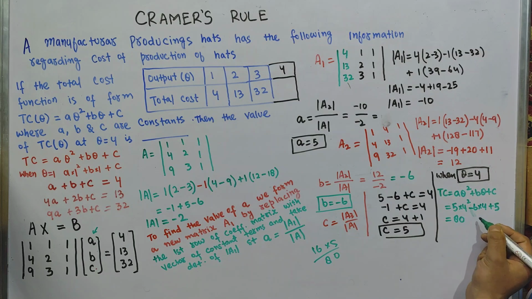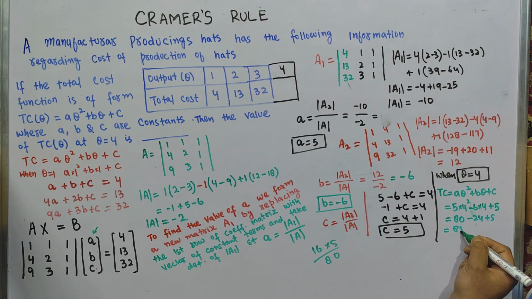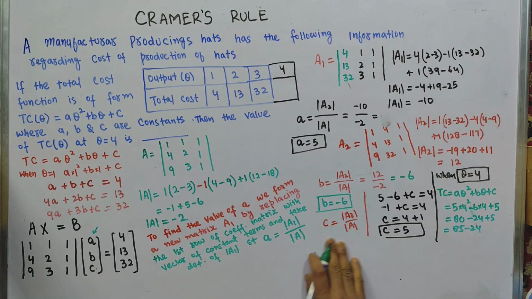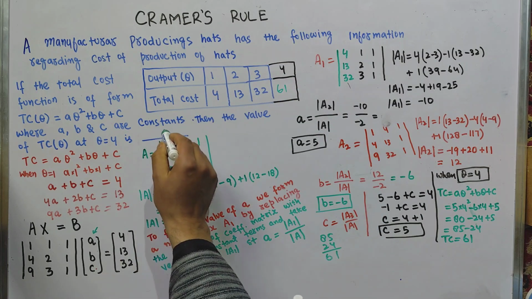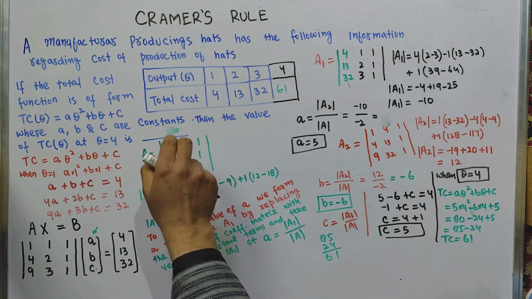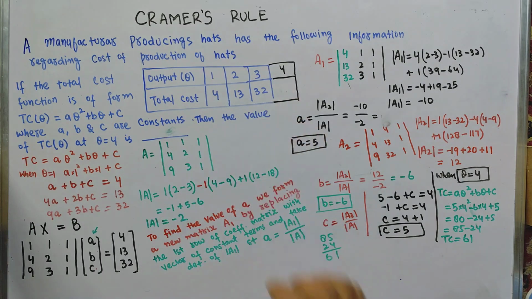So we have 80 minus 24 plus 5, so this is 85 minus 24. What is 85 minus 24? It is 61. So the total cost of producing 4 units will be equal to 61. So here it should be 61. Same thing here. I hope I have made myself clear in this video. Thank you.